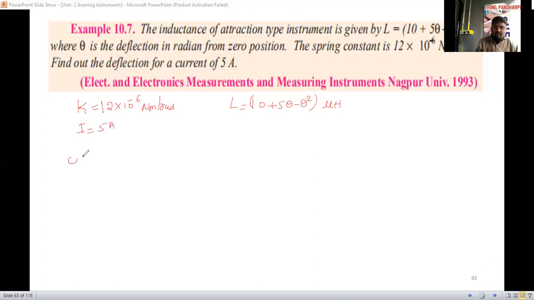We have to identify theta here. The angle of deflection theta equal to 1 by 2 I square divided by K times dL by d theta. We know the value of L, so by differentiating L with respect to theta, we'll get dL by d theta. Tell me the differentiation of 10. It is 0.